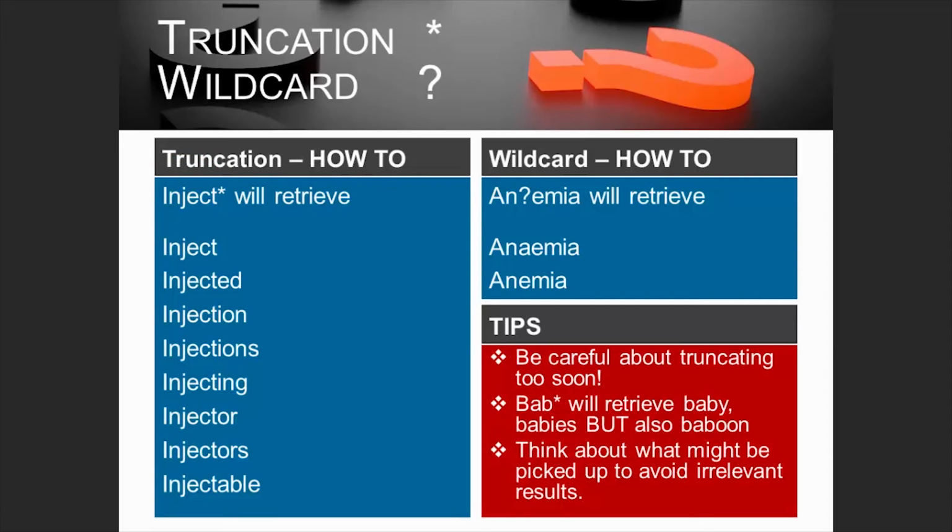The wildcard, on the other hand, is used as a sort of placeholder and represents a single character. It is usually used where words have a different spelling. For example, the word anemia is spelt differently in American English as it is to British or Australian English.